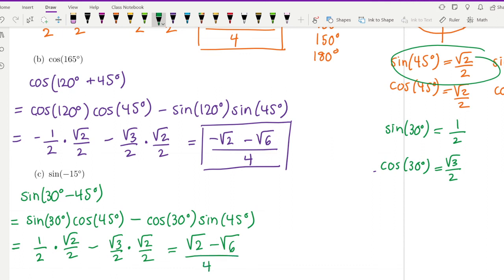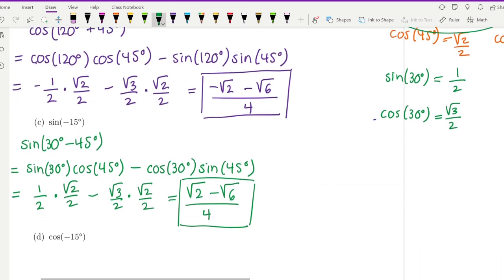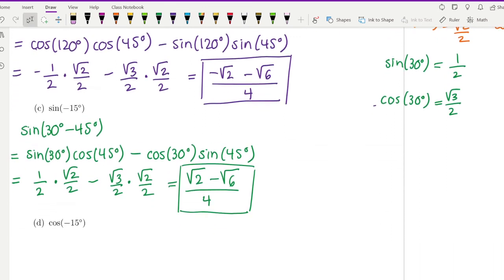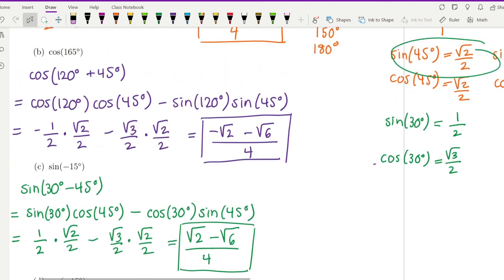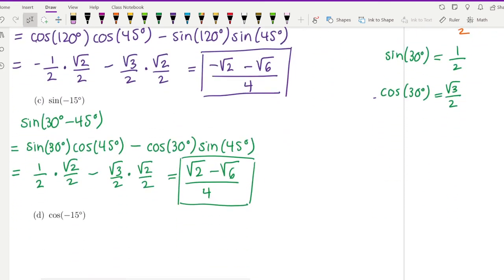So if we multiply these together, we end up with square root of 2 minus square root of 6, all divided by 4. And you might notice a lot of these answers look very similar to each other. It's really because all of the angles we're going to be coming up with here are going to be sums and differences of multiples of 45 and 30. And so it's always going to involve both square root of 2 over 2 and square root of 3 over 2. And so that's where the square root of 6 comes from. It will also involve 1/2. That's where the just plain square root of 2 comes from. So that's why all these answers look really similar.